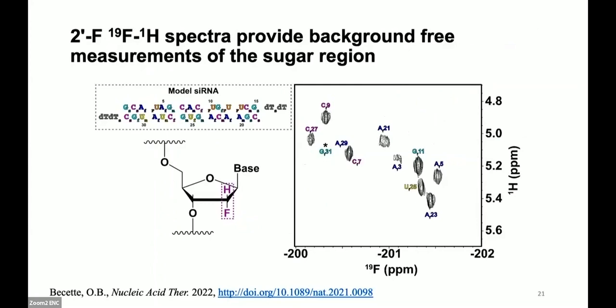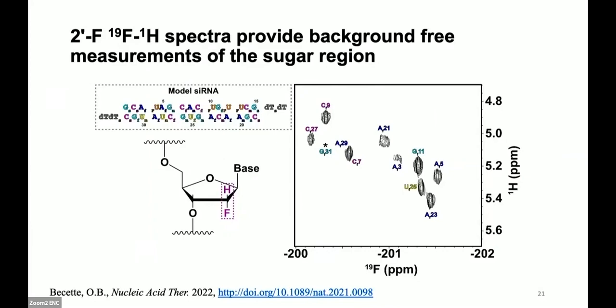However, if instead of detecting on proton, we detect on fluorine, we actually can get rid of any signals from protonated excipients and, more importantly, water. So this is a really nice method to basically get rid of water, and we get a very nice clean background spectrum.